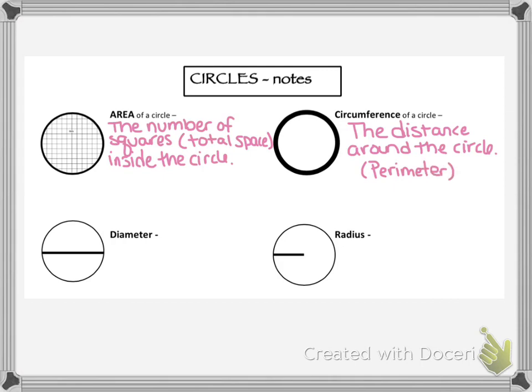Now, when we're talking about circles, though, we need to know the vocabulary of diameter and radius because we need to know those lengths for the formulas. So the diameter is a line that passes through the center of the circle.